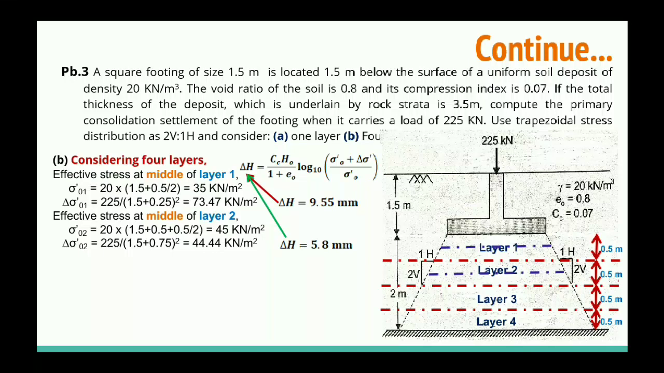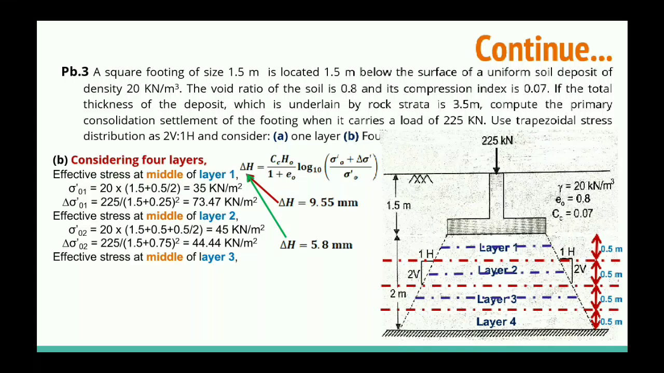We have the formula for all the settlements. This formula is common for everywhere. Okay, so we can calculate. Now go for the third layer. Effective stress at the middle of the third layer. Similarly, we will do the same thing. We will calculate the effective stress and the change in effective stress at the middle of the third layer. Now this shows the blue dotted line, and the height is 1.25 meter.